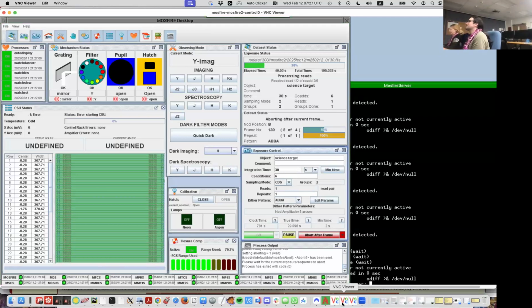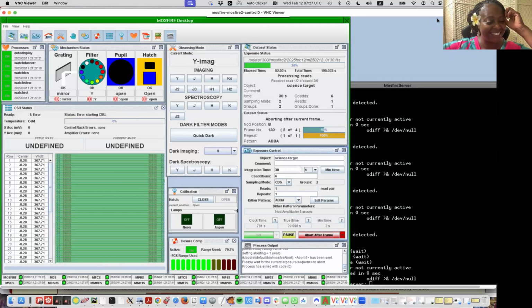Sometimes this instrument acts a little finicky, but that's okay. Everyone has their quirks and quarks. It definitely makes it interesting. Yes, very interesting.